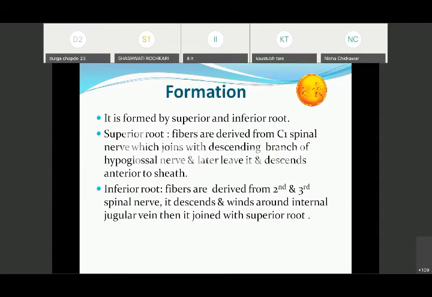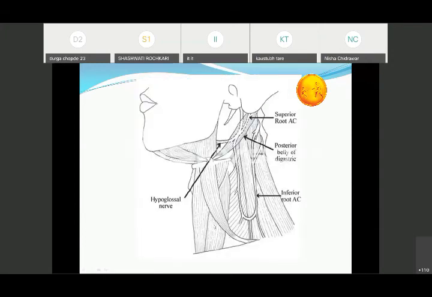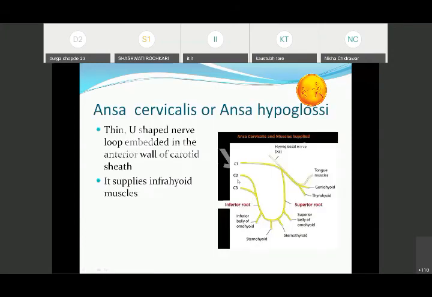Then the inferior root: the fibers are derived from the second and third spinal nerves, and it descends and winds around the internal jugular vein and then joins with the superior root. So here you can see this is the inferior root, formed by the joining of these two, C2 and C3. They descend and wind around the internal jugular vein, and it joins with the superior root of the ansa cervicalis.